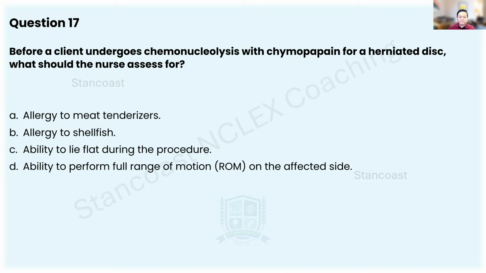Guys, if you're not familiar, try to eliminate things that are not making sense. If you're not familiar, try to eliminate those options that would not really jive.